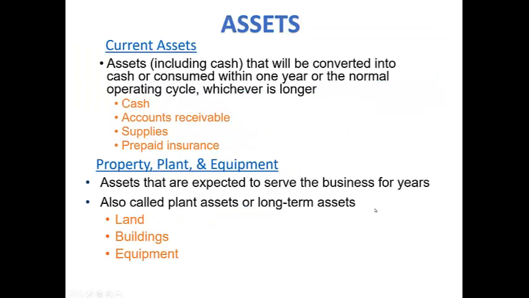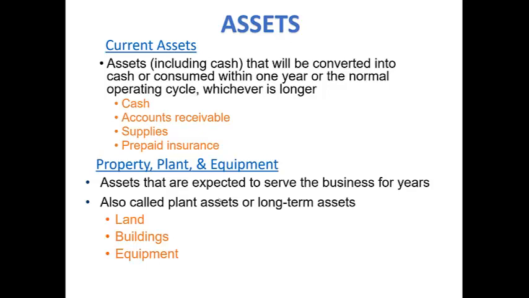Current assets are those that can be converted into cash or used up within a year. So for example, cash is our most current asset. We use that daily. Accounts receivable should be satisfied within 30 days, so that's definitely within a year. We use up our supplies usually on a weekly or monthly basis. And prepaid insurance and other prepaid expenses are typically used up on a monthly basis.